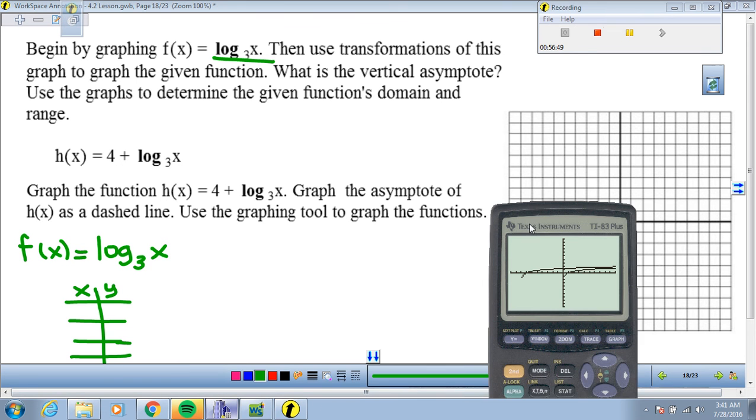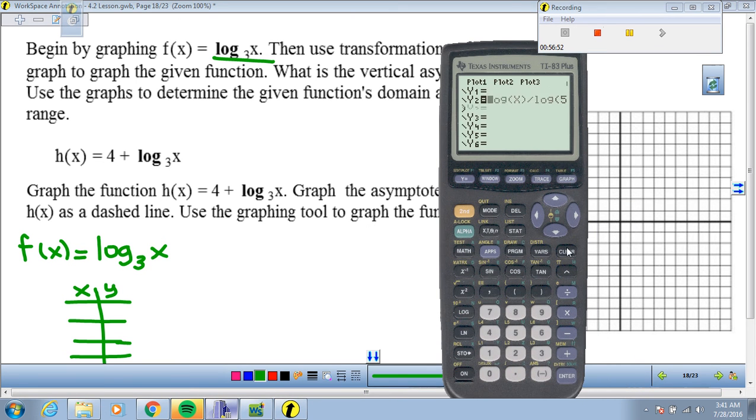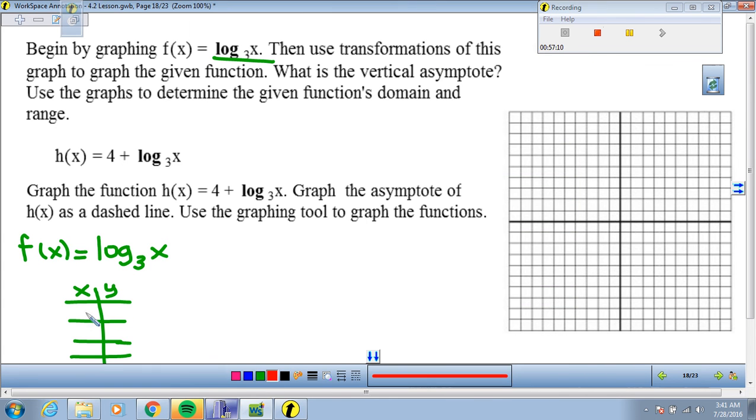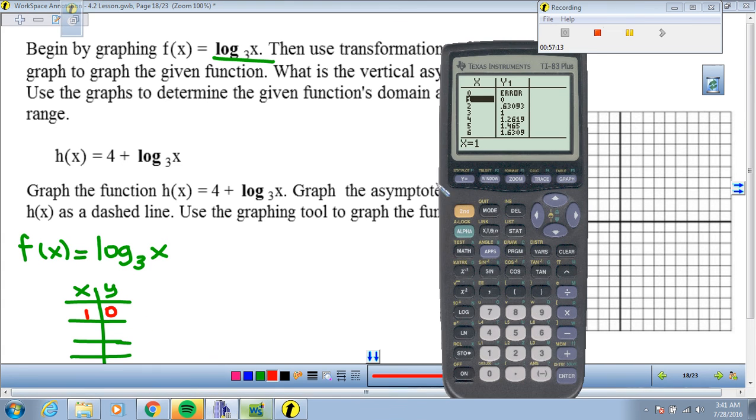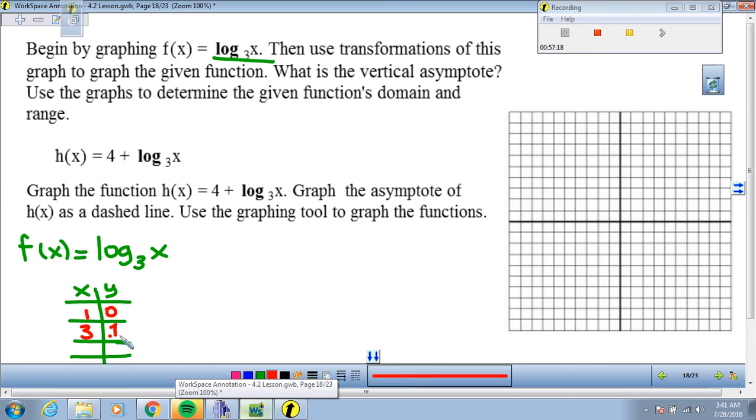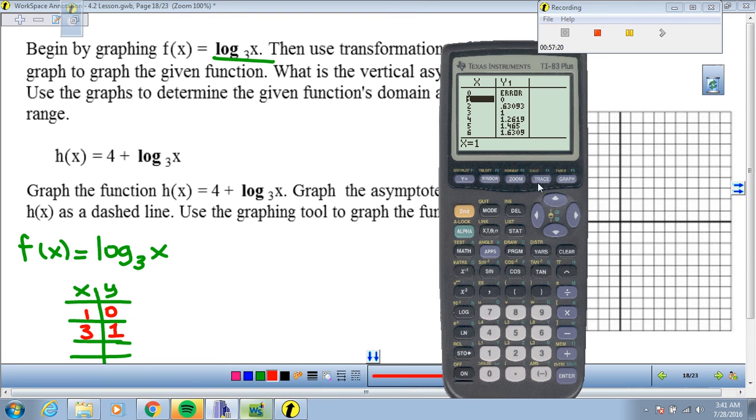So I graph on my calculator. Let me take away this 2. Log of x divided by log of 3. So it's going to look more or less like that. So I'm going to choose 1, 0, 3, 1, and I'm going to use a decimal, 6 and 1.6.